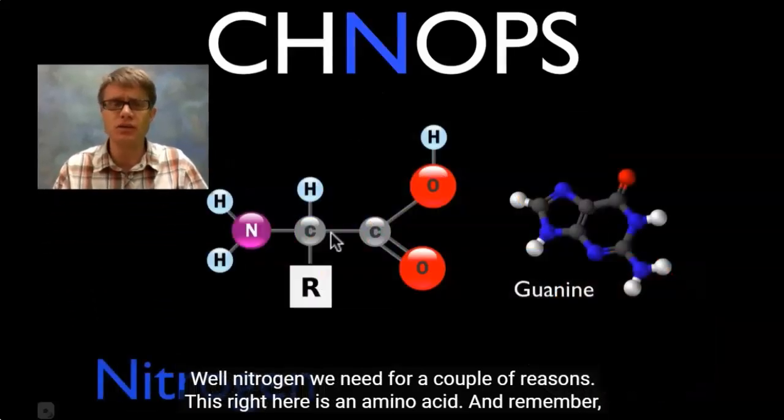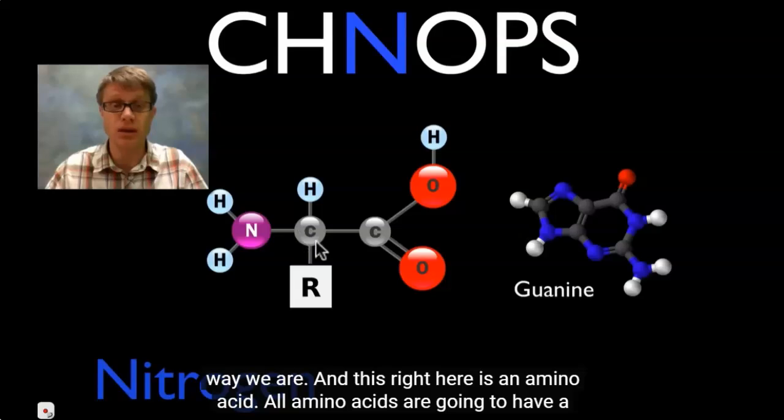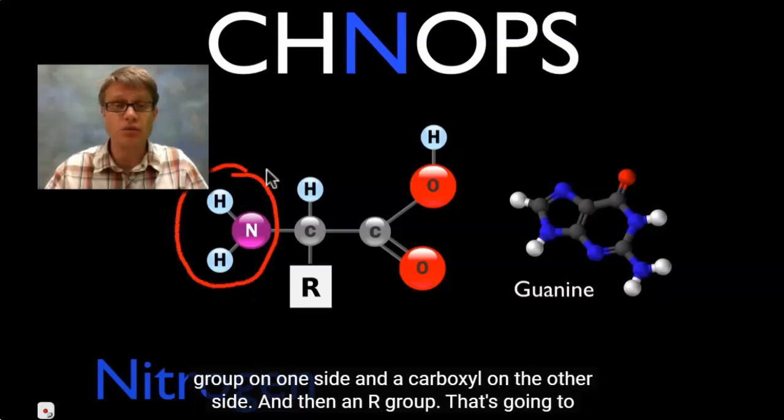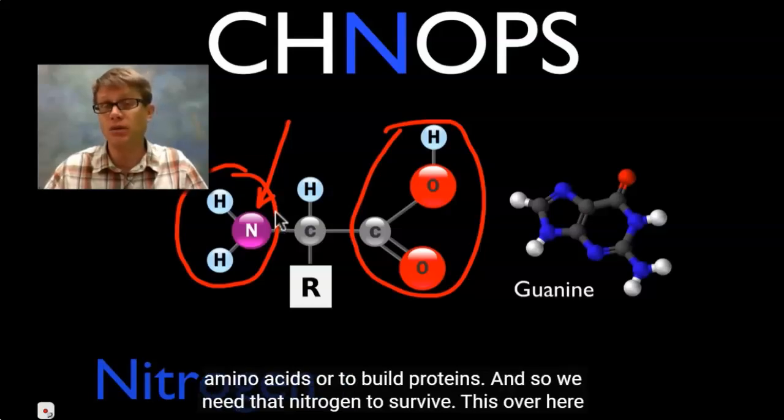Well, nitrogen we need for a couple of reasons. This right here is an amino acid. And remember, DNA contains the blueprint to make life, but it's the proteins that actually make us the way we are. All amino acids are going to have a carbon in the middle and a hydrogen attached to that. They're then going to have an amino group on one side and a carboxyl on the other side, and then an R group. That's going to be the difference in every amino acid. But this nitrogen right here is required to make amino acids or to build proteins, and so we need that nitrogen to survive.